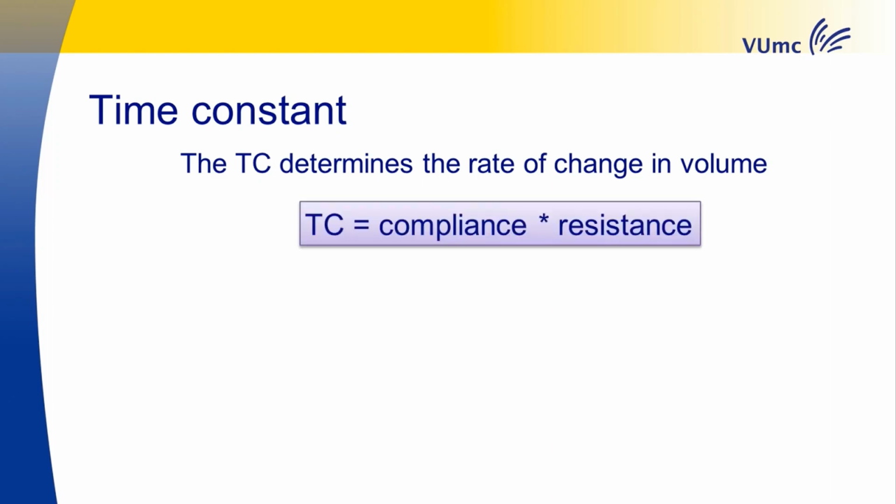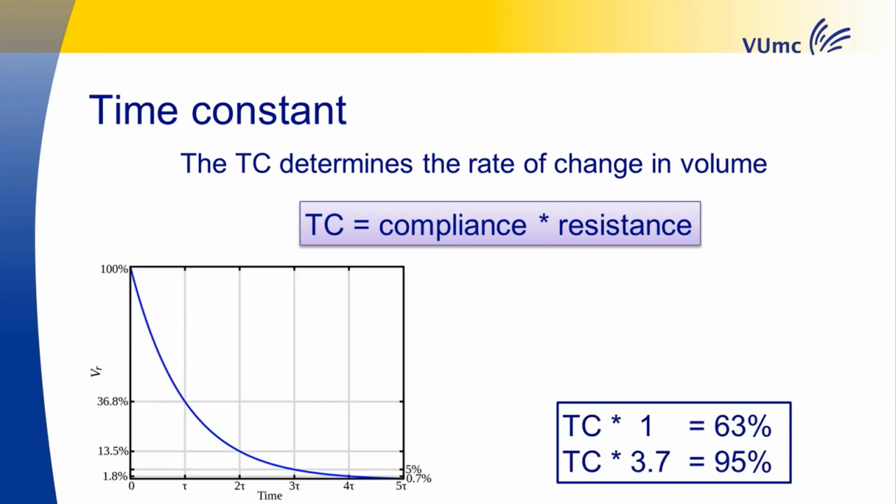And the time constant can be calculated by multiplying compliance by resistance. And now, again, it's a law of physics. After one time constant, an object, say a balloon, is empty for 63% of its volume. After 3 time constants, and I'll get to the practical application, stay with me. So after 3.7 time constants, the balloon is empty for 95%.